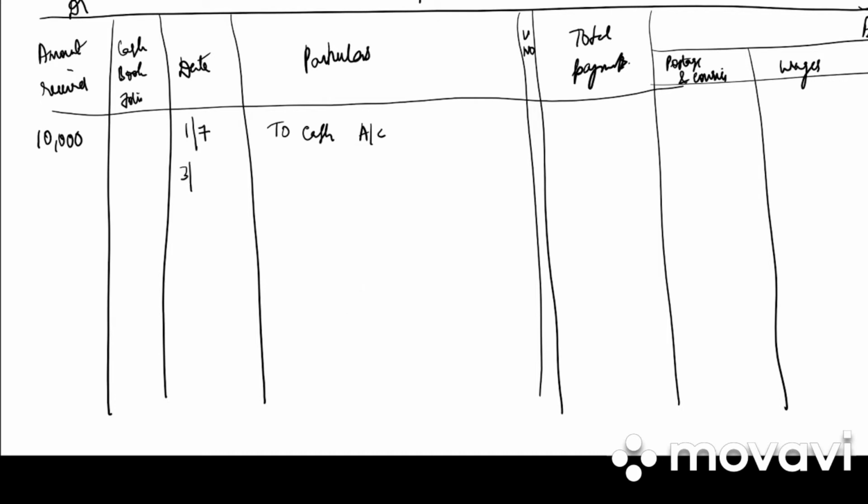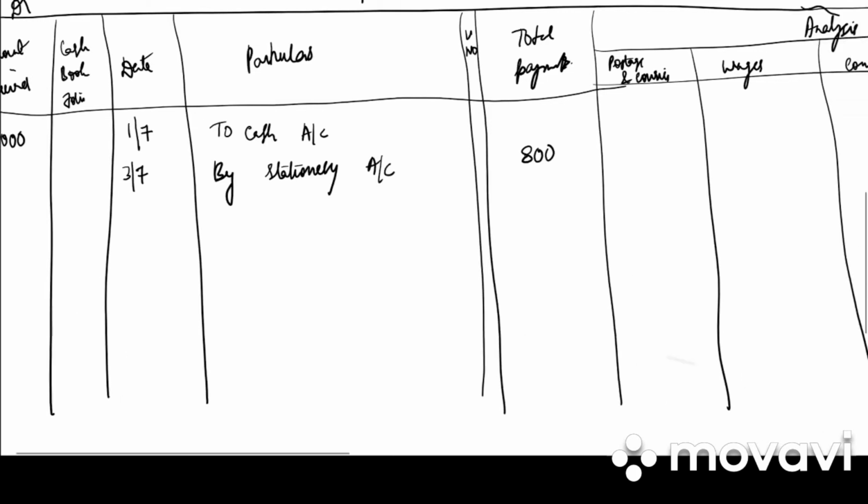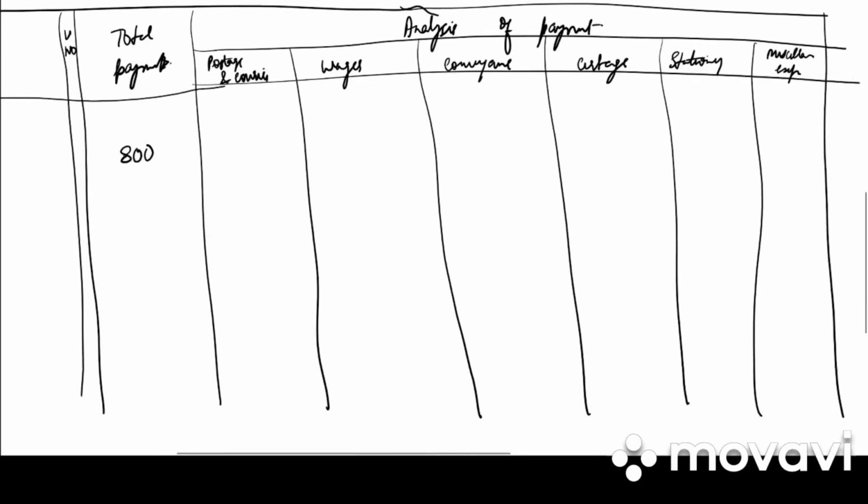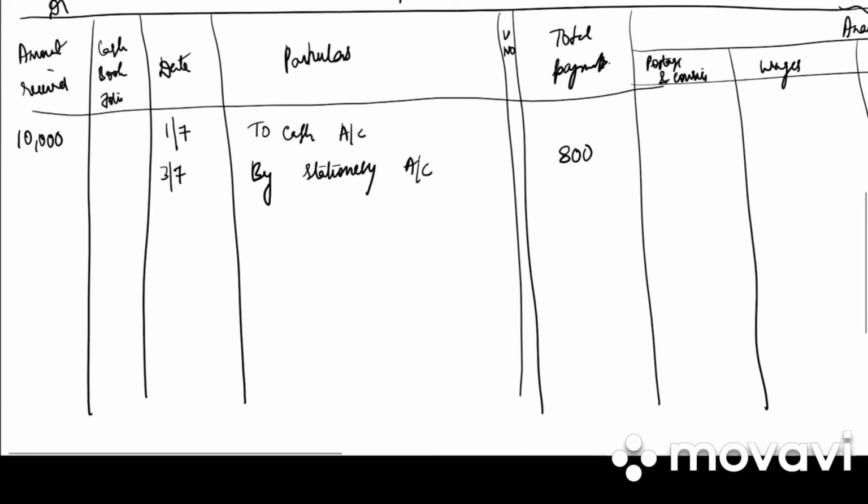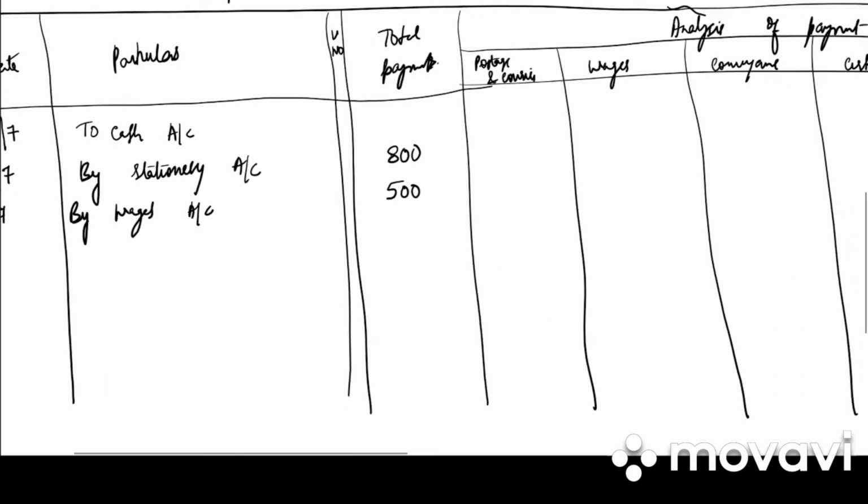Next on 3rd we have purchase stationery. So buy stationery account 800. Next we need to go to our stationery column and write 800. Next on 6th July we have wages. So by wages account, what is the amount? 500. So go to the wages column and write 500.